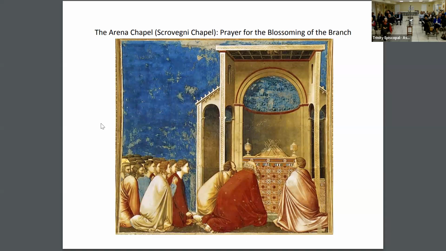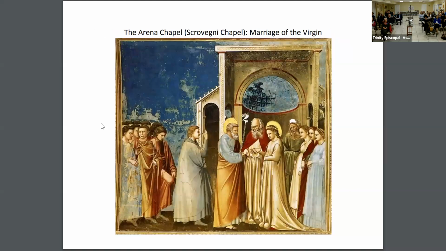So at this point, timing gets kind of odd, because the next thing I'm going to show you is the marriage. And what happens between the lighting of the branches, and you can see here that Joseph's is lit, and there's also a dove on it, a flower and a dove, in between there is the Annunciation.